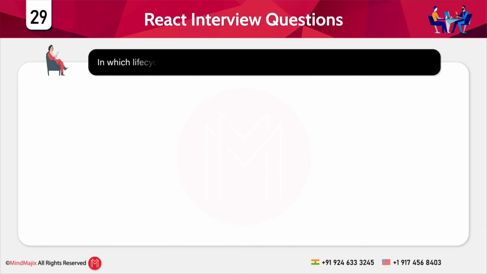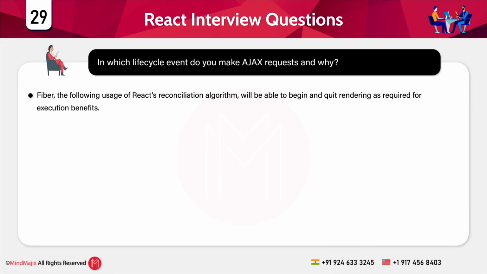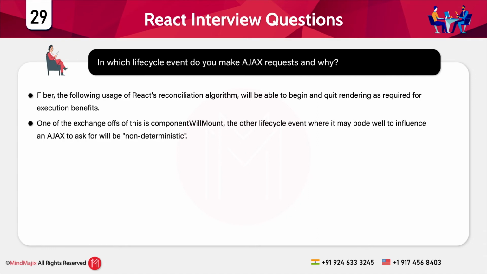The next question is, in which lifecycle event do you make AJAX requests and why? AJAX requests ought to go in the componentDidMount lifecycle event. There are a few reasons behind this. First, the usage of React's reconciliation algorithm will be able to start and stop rendering as required, for performance benefits. One of the trade-offs of the other lifecycle event, componentWillMount, where it may bode well to make an AJAX request, is that it will be non-deterministic. You can't ensure the AJAX request won't resolve before the component mounts. If it did, that would imply that you are attempting to set state on an unmounted component, which won't work, and React will not do it for you. So doing AJAX in componentDidMount will ensure that there's a component to update.